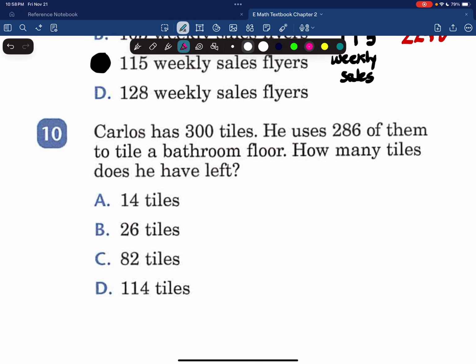Carlos has 300 tiles. He uses 286 of them to tile a bathroom floor. How many tiles does he have left? So there's that word again that's so important. And I need to start looking for tiles. Well, we know that he had 300. We know that he used 286 of them.